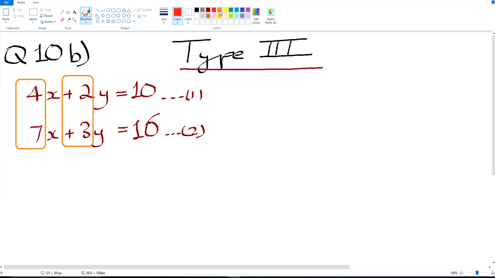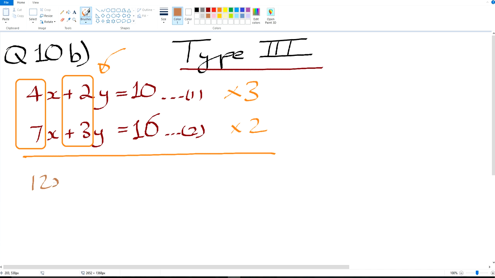For this example, I'm going to select the y to make them both the same. In order for me to make the y coefficient the same, I need to multiply the plus 2 by the 3 and the 3 by the 2. So we multiply each coefficient by the other coefficient. So the 2 gets multiplied by 3 and the 3 gets multiplied by 2. So we need to multiply them.